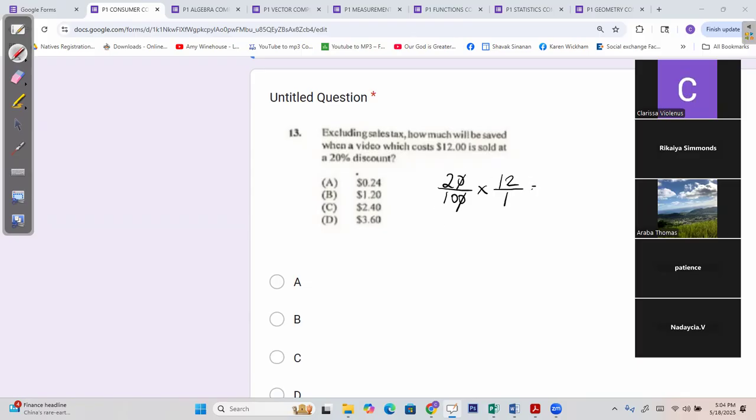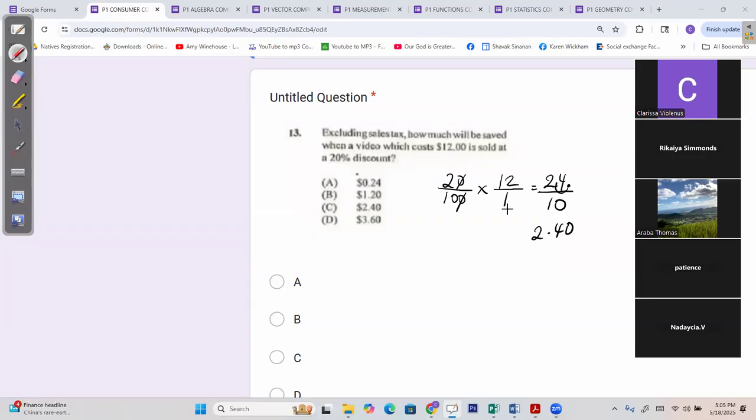You said 2 times 12 is 24, and 24 divided by 10. You should know that if you divide by 10, you move the point, and if you don't have a point, you put a point to the back and you move it to the left once. So that's how you would end up with 2.4. But because we're dealing with money, it would be 2.40.